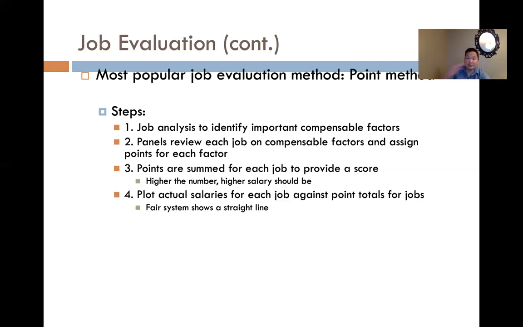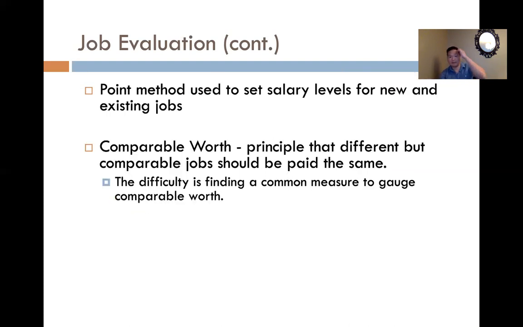And as a result, each of these grades, because it's the government, has a pay band associated with it. So if you're GS 14, you make X amount of money. If you're GS 5, you make less money. And it's summed up by these point methods, where they identify what factors of the job are compensable. In other words, what factors of the job are worth money. Then you have SMEs, subject matter experts, review each job and assign points for these factors. You sum up the points and you plot salaries against it. So it's used to set salaries.